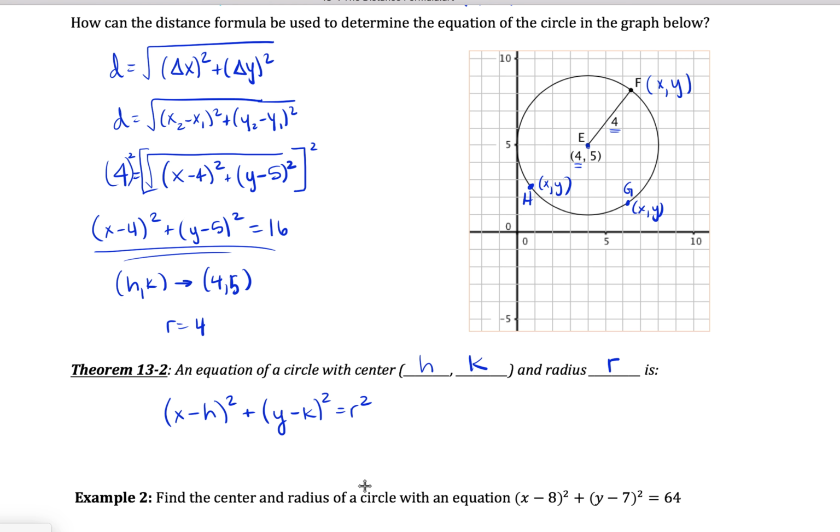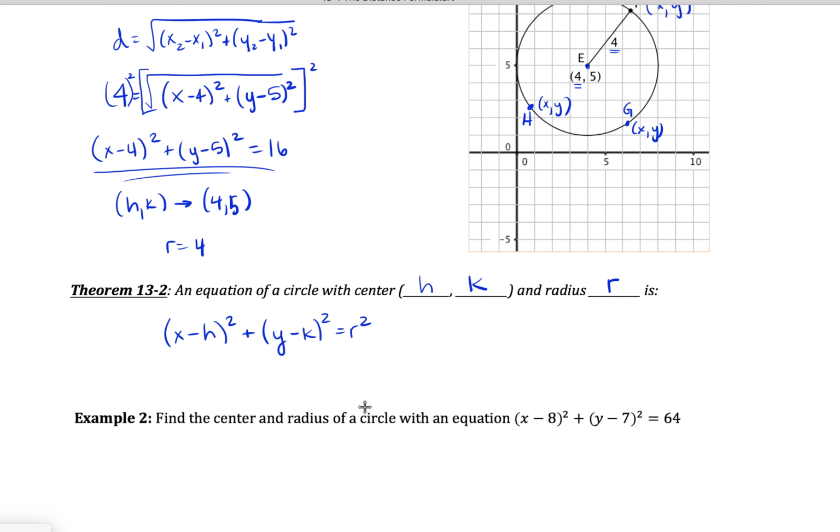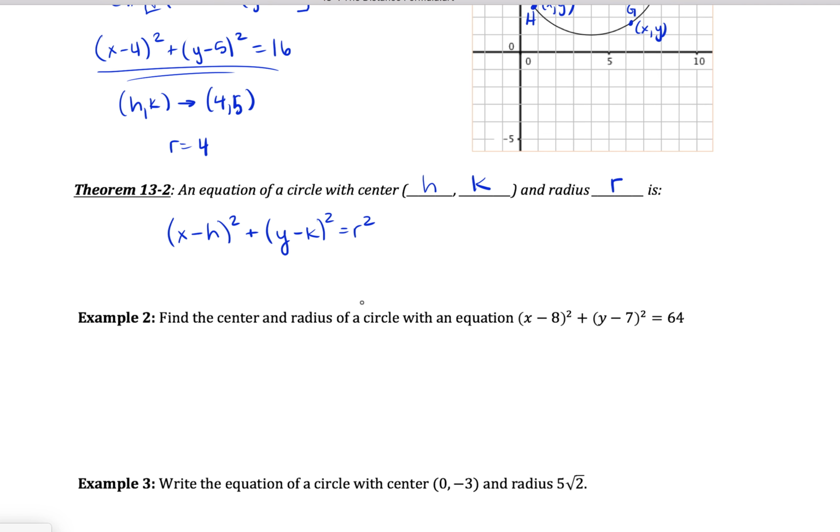So how can we put that to use? All right, so what does this mean for us? What kind of problems will we be working on? Well, in example 2, it asks us to find the center and the radius of a circle that has an equation (x − 8)² + (y − 7)² = 64. So I look at this equation and I notice I have my x parentheses right here and my y parentheses right here, and it equals 64.